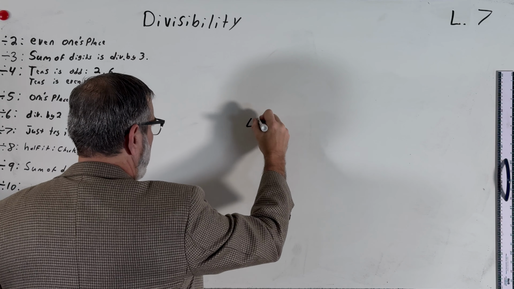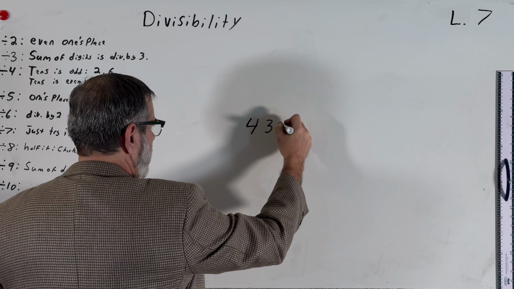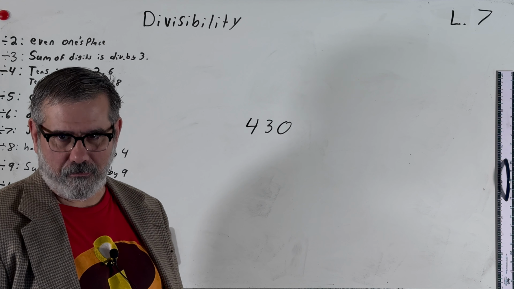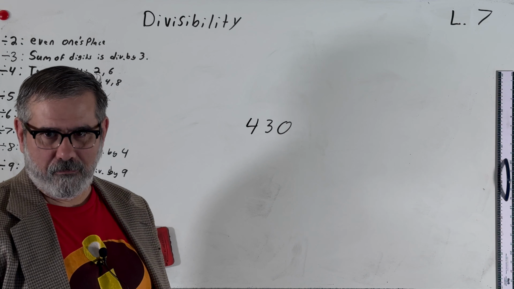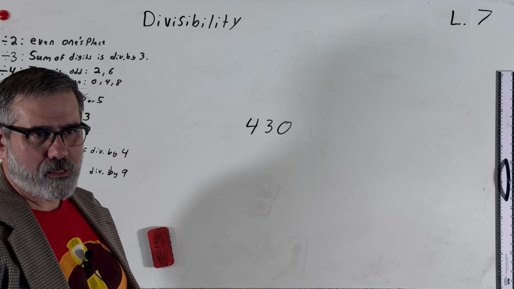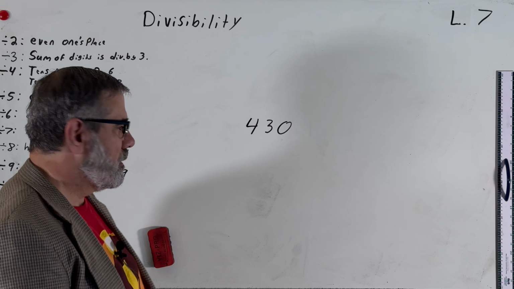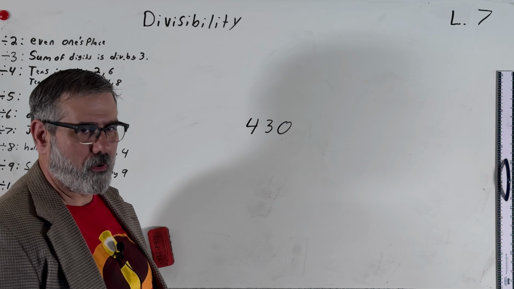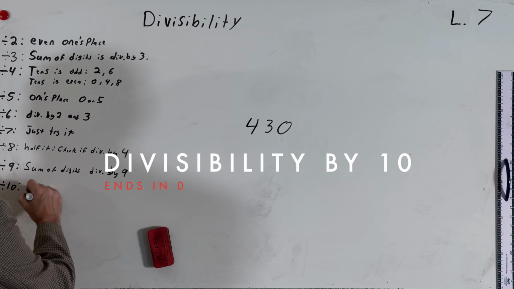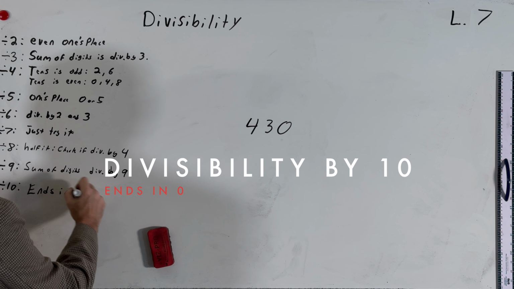How about 430? Divisible by 10? Yes. Oh, good. Yes, it is divisible by 10 because the ones place has a 0. If I try to divide this, I can see, well, 43 times 10 must be 430, right? So divisibility by 10 is the easiest. It ends in 0.